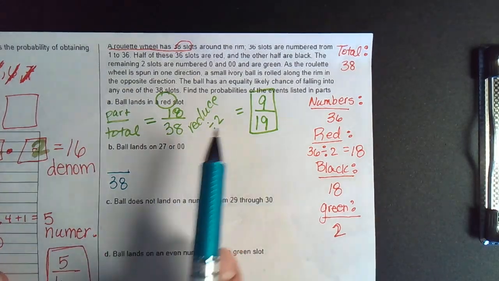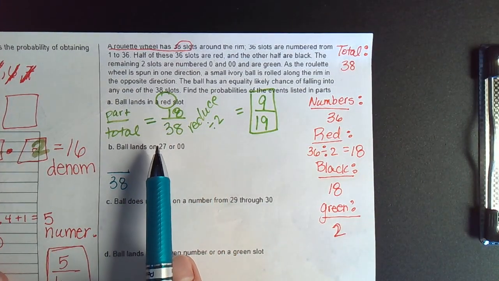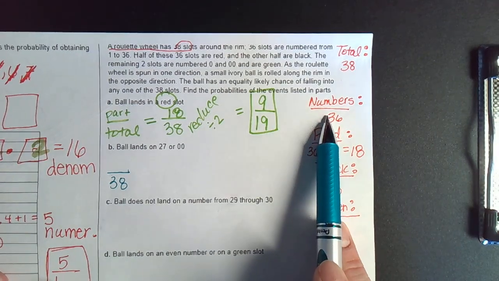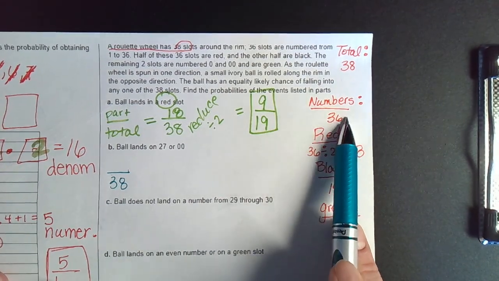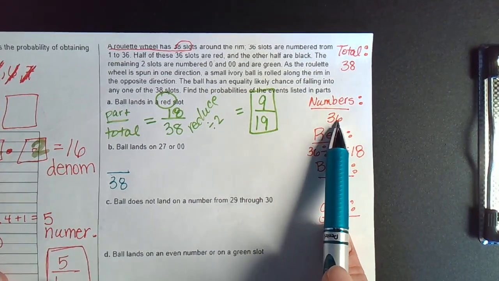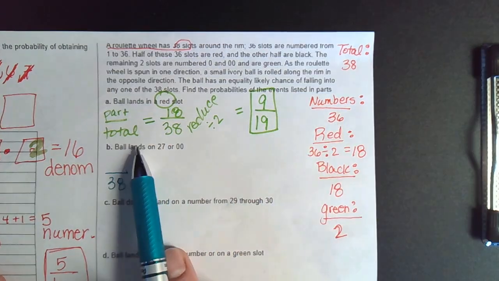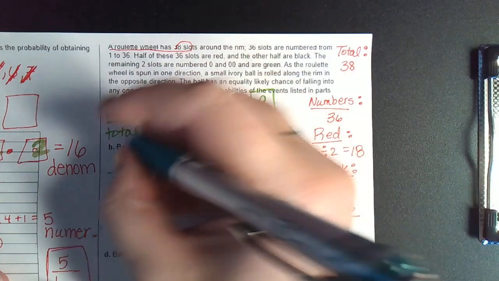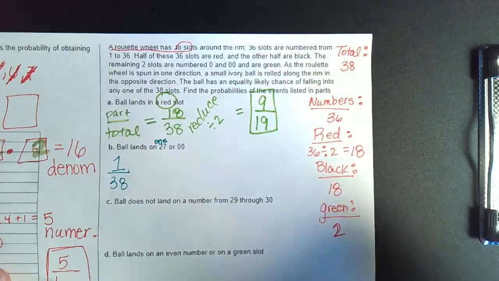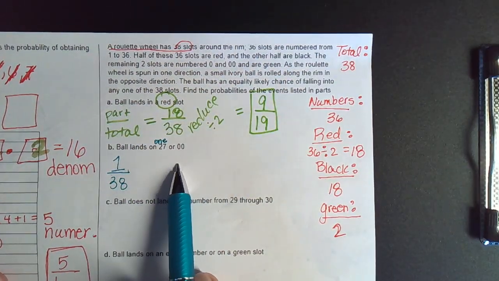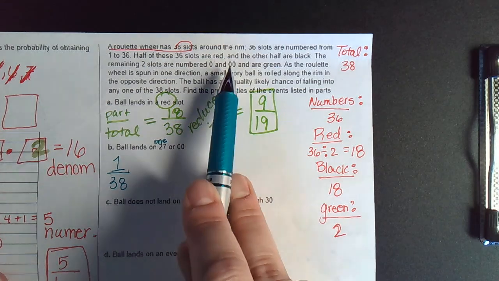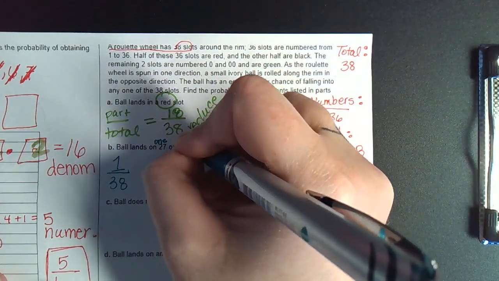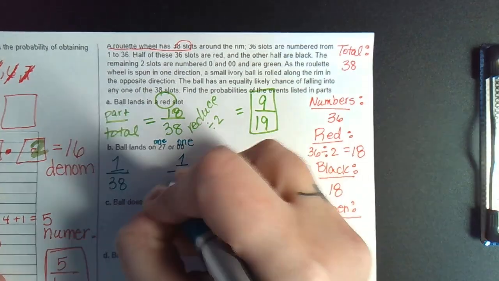And how many 27s are there? Well, there's numbers that are 1 through 36, but out of those 36, how many of them are the 27? There's only one. Okay, now how many 00s are there? Well, there's only one out of 38.